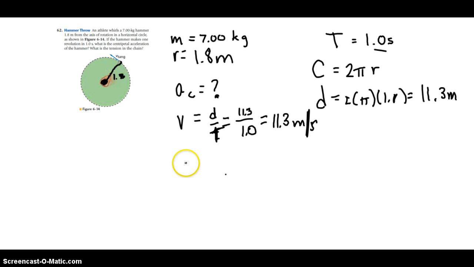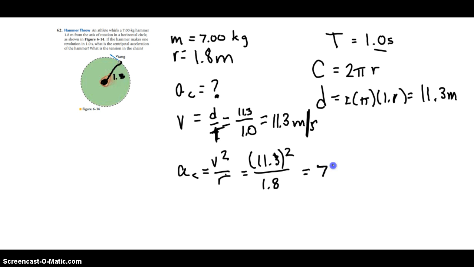So my centripetal acceleration, remember, is v squared over r, and my v is 11.3. Let's square that and put it over my radius, which is 1.8. I get an answer of 71 meters per second squared.